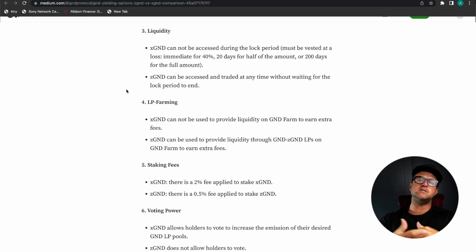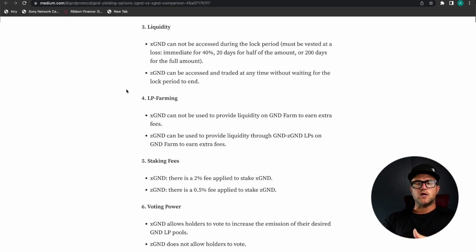We had a lot of GND holders that wanted to take part in the staking and real yield rewards of the ETH protocol fees. So xGND holders need to vest, and they will get the majority of that ETH. Obviously, the difference in liquidity is that you have to vest xGND for up to 200 days if you want to get back 1 to 1. You can use the OTC mechanism inside of the protocol to get 40% of your xGND back into GND immediately, or you can do a 20-day vest and get it back at a 0.5 to 1 ratio as well.